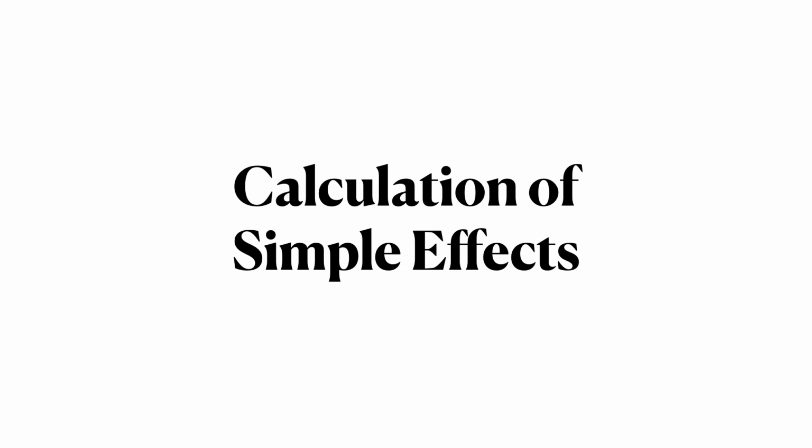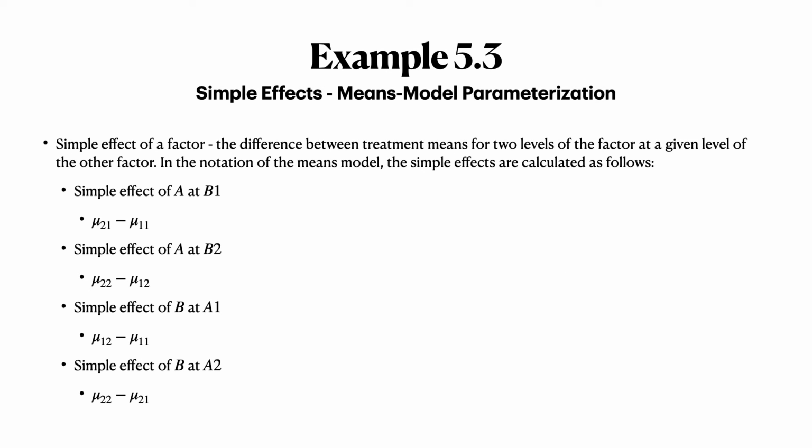So let's calculate the simple effects. So again, the simple effect of a factor is defined to be the difference between treatment means for two levels of the factor at a given level of the other factor. In the notation of the means model, the simple effects are calculated as shown below. So we'll first calculate the simple effect of A at the first level of B. That is given by mu21 minus mu11, which is 80 minus 60, or 20.